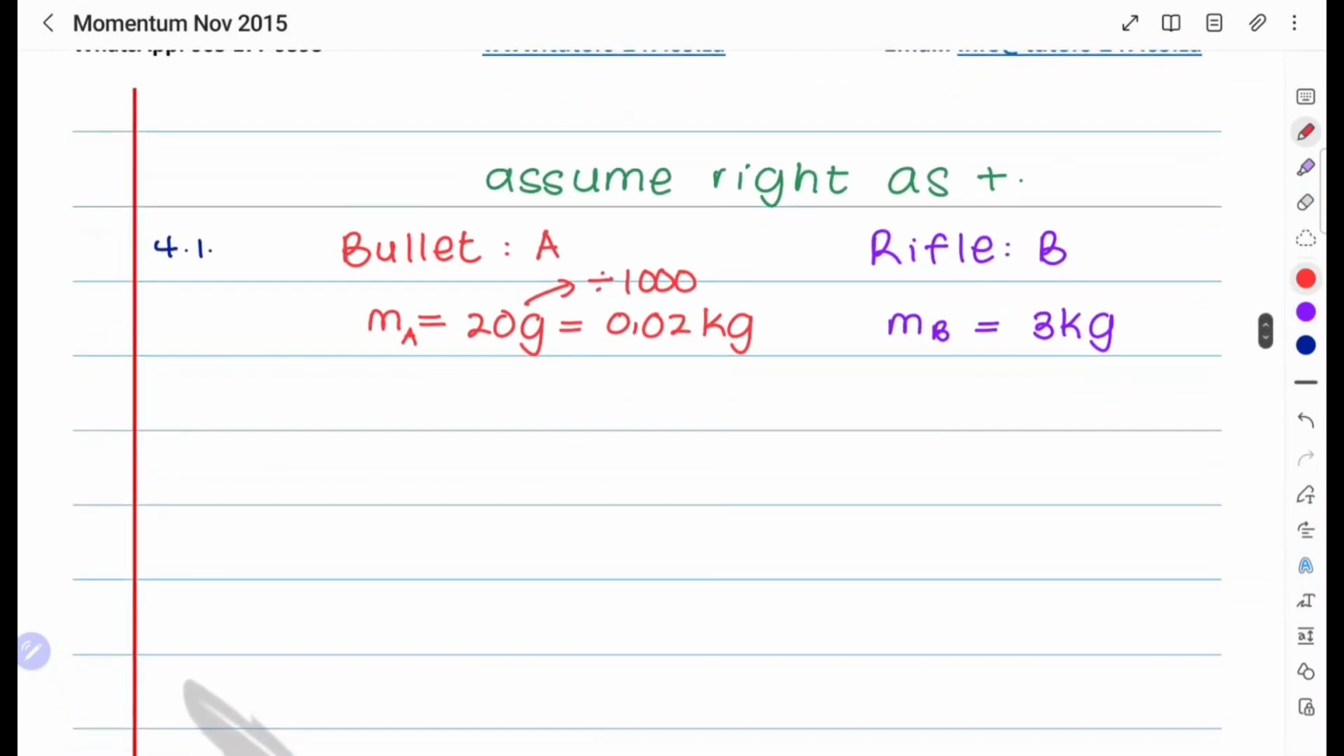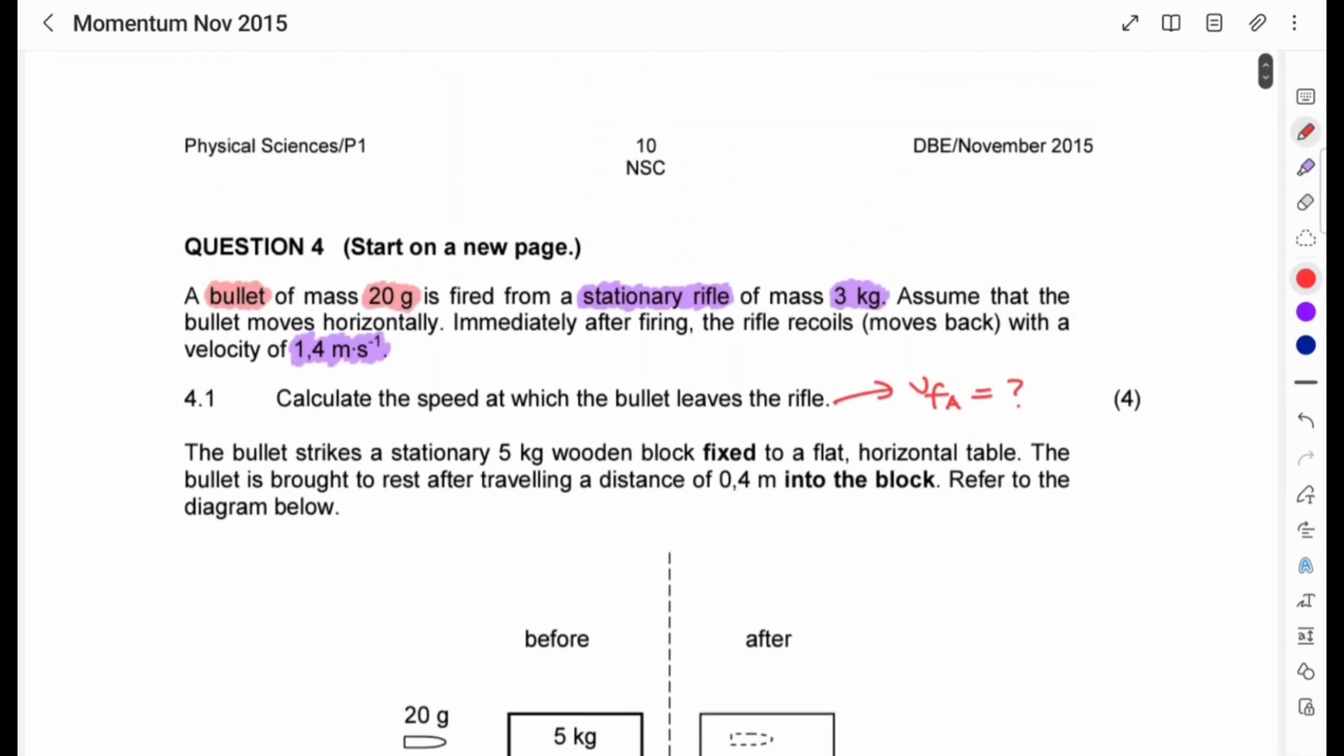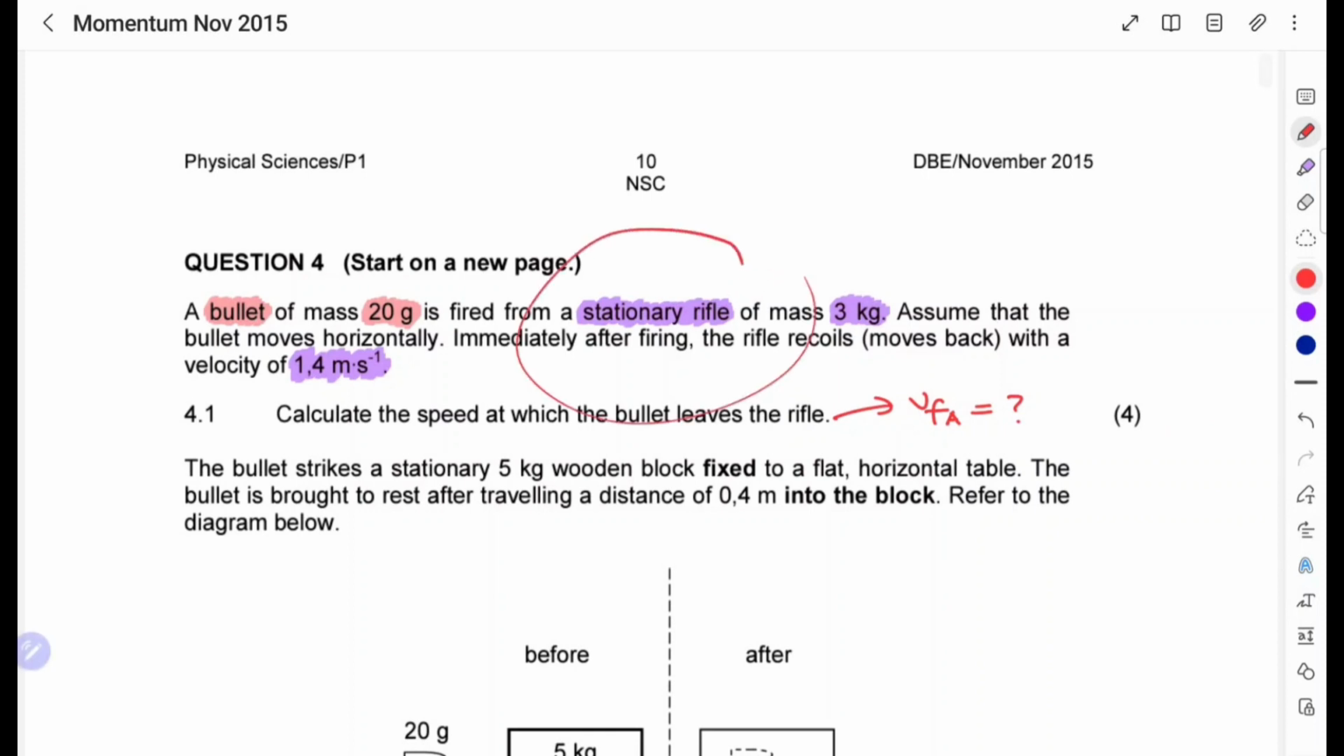The initial velocities of both the rifle and the bullet are 0. Because if we go back to our question, it stated that the rifle was initially stationary, and we know that the bullet will be inside of the rifle before it is fired. So if the rifle is stationary, it means the bullet is stationary. Another way of thinking about this is if you are sitting in a parked car. If the car is parked, it means it's stationary. It has a velocity of 0. Therefore, you will also have a velocity of 0 because you are inside of the car. It's the same situation with the bullet and the rifle.